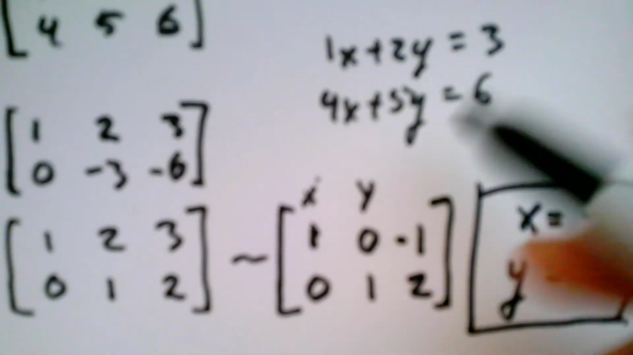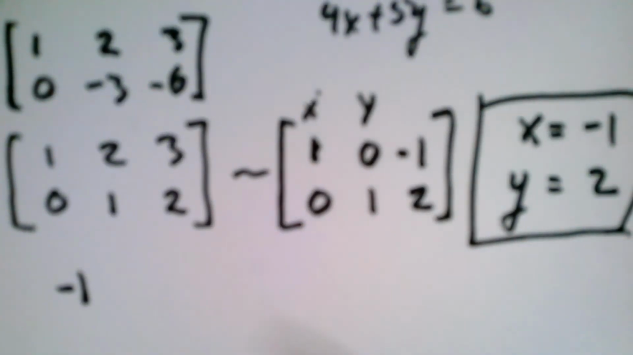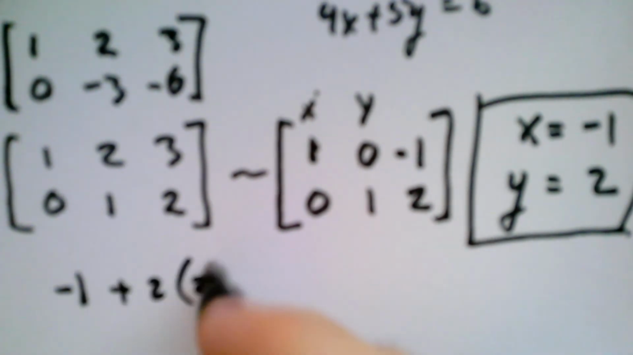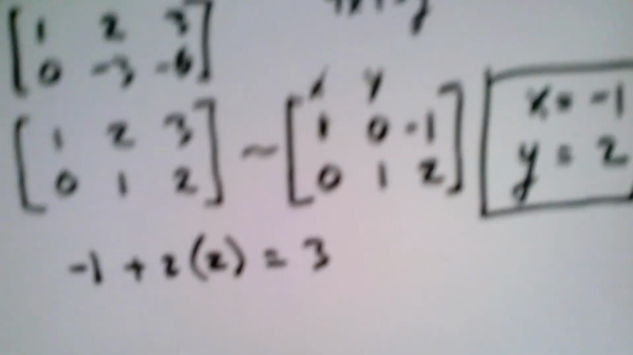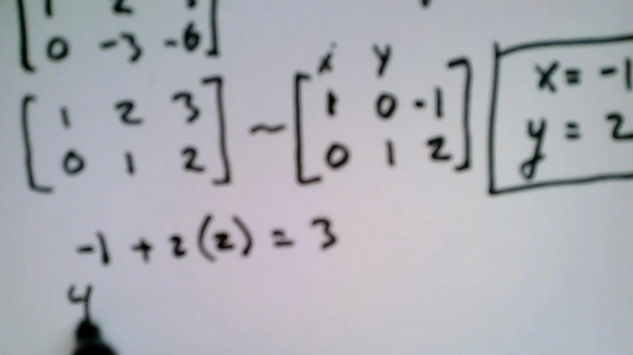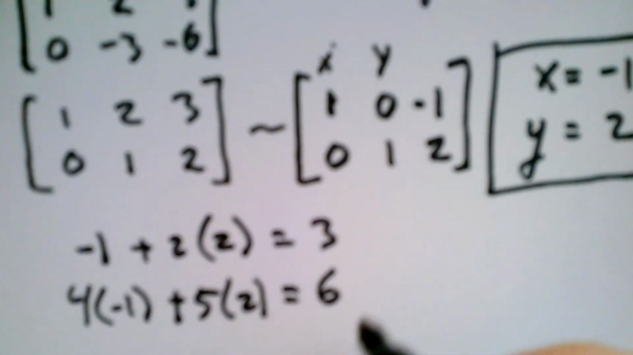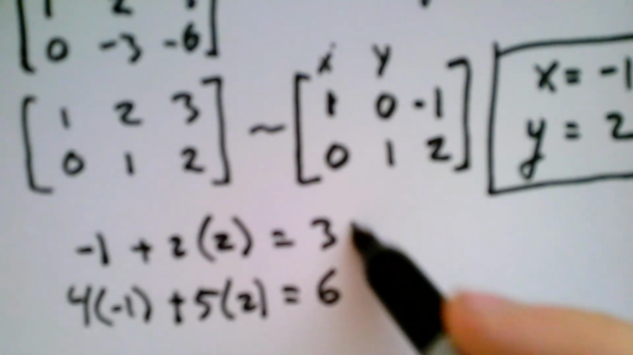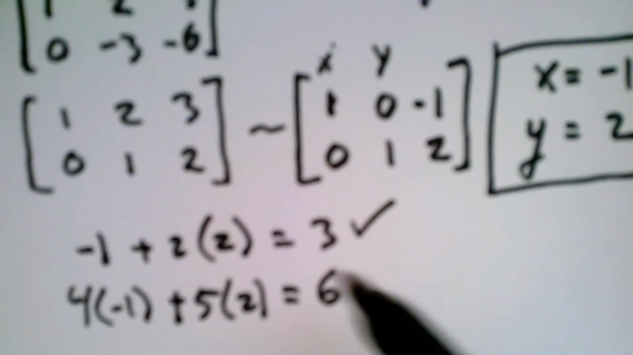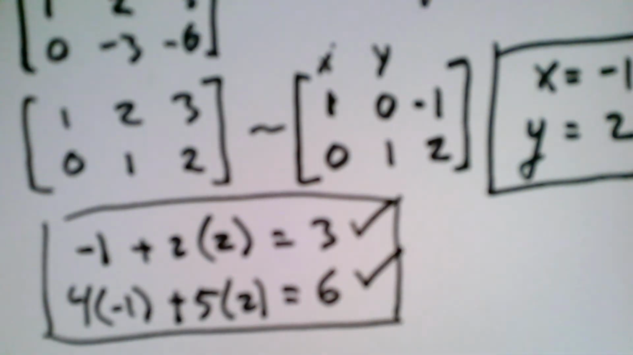We can plug that into our equations here to check that. So we get negative 1 plus 2 times 2 equals 3 is what happens when I plug these points into these equations. And I get 4 times negative 1 plus 5 times 2 equals 6. Let's see if these balance. Well, 4 minus 1 is 3. 10 minus 4 is 6. So I found the correct solution to my linear system.